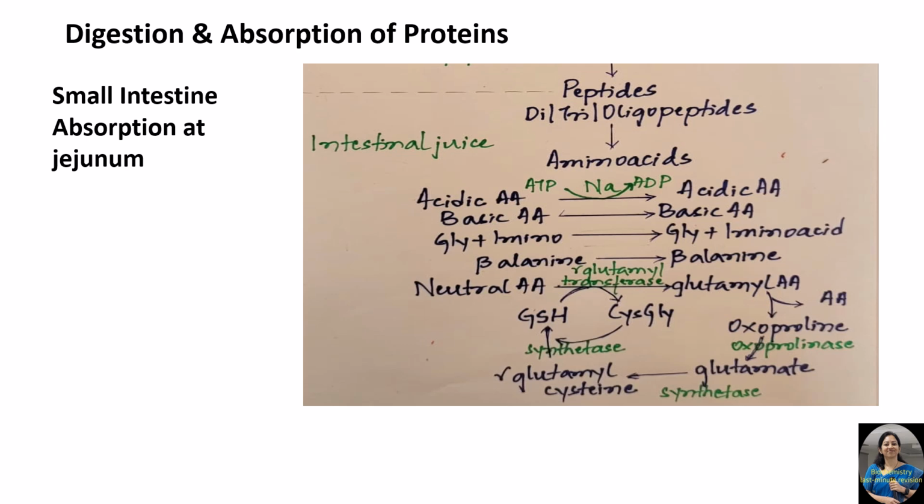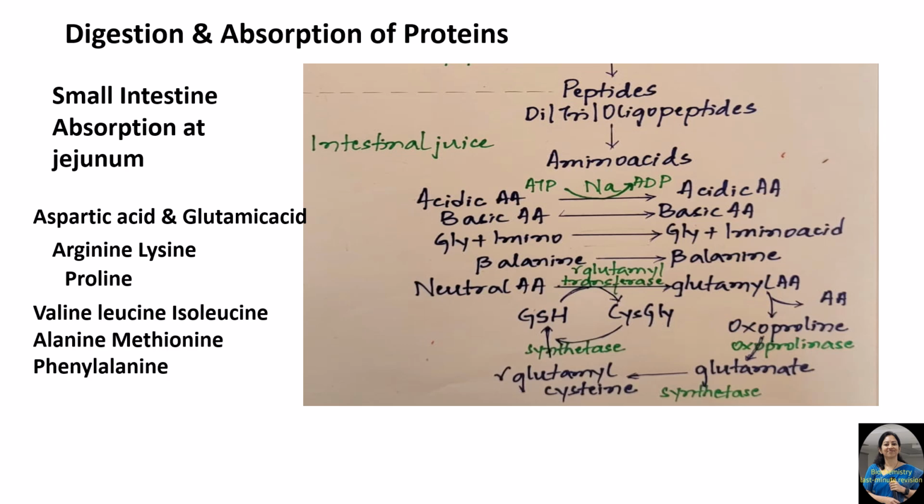For acidic amino acids, mainly aspartic and glutamic acid, we have a separate transport mechanism, and all these transport mechanisms utilize active transport and are dependent on sodium. This sodium dependent active transport facilitates the transportation of different amino acids from the lumen into the general circulation. For the basic amino acids, arginine and lysine, a separate transport mechanism is there. For glycine and proline, we have a separate transport mechanism. Next, there is one more transport mechanism for beta-alanine.